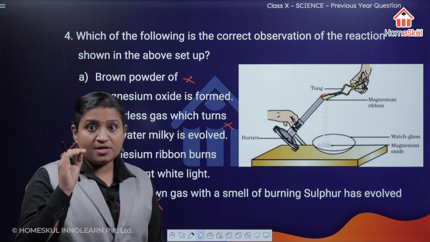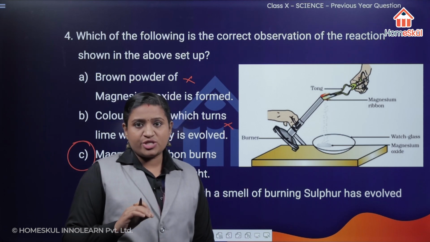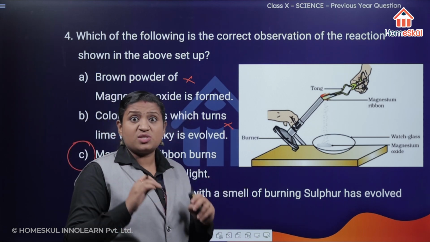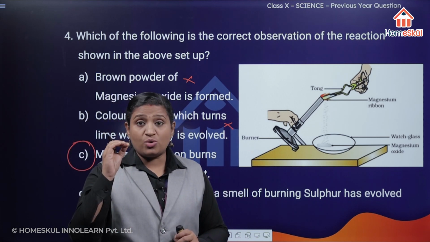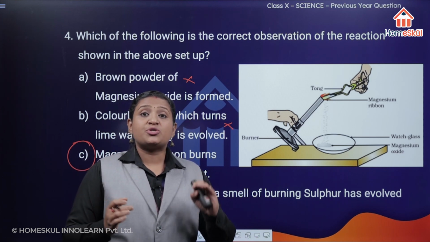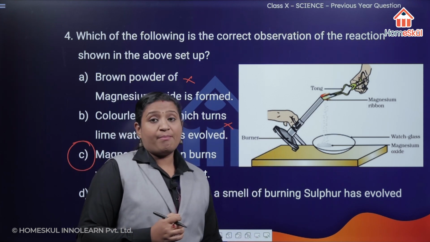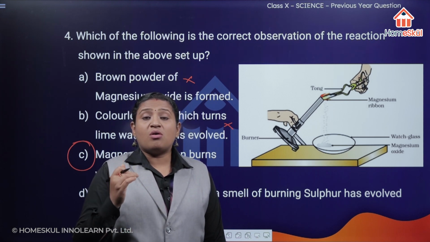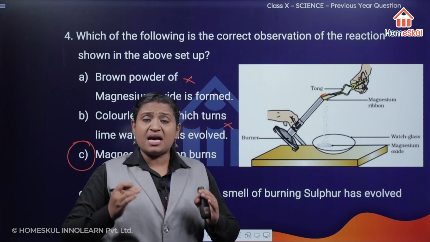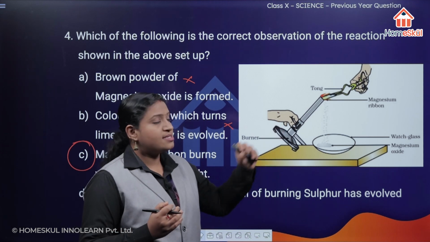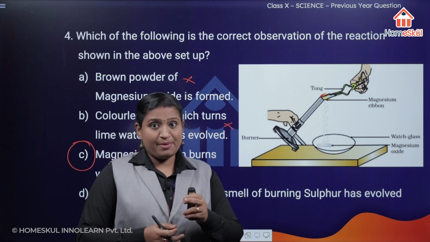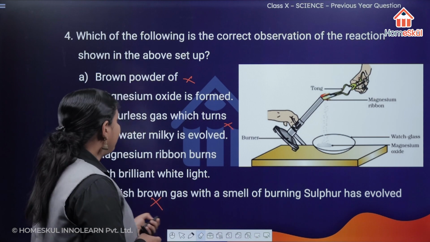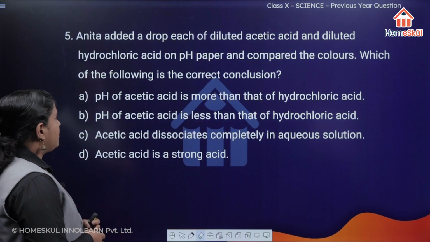So, children, in the first chapter, chemical reactions and equations, this reaction is very important. You should know how to write it in a balanced form. You should know why we clean this magnesium ribbon before burning. Many questions are repeatedly asked in the board exam from this activity. Keep it noted. Okay. Coming to the 5th question.